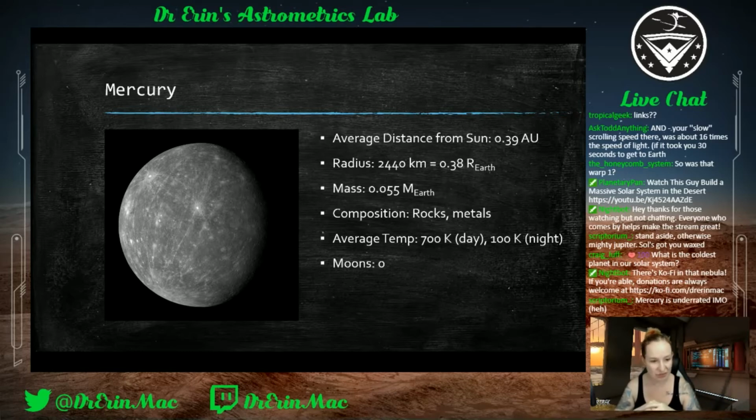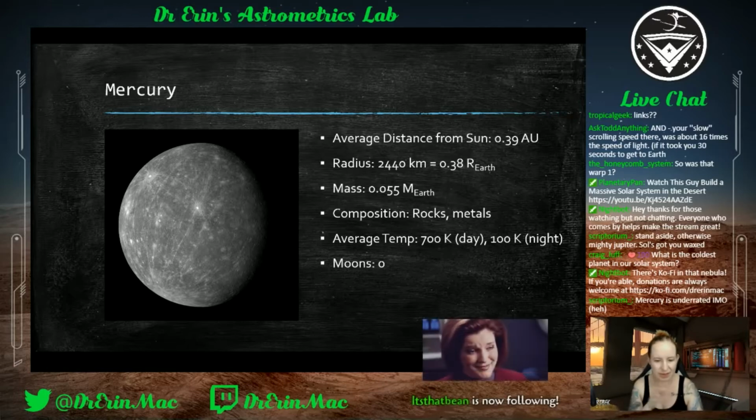But composition: rocks, metals, and it has no atmosphere. So the side where the sun is hitting it, that you're seeing here, is 700 Kelvin during the day, versus 100 Kelvin at night when it's dark. Now, we're not totally used to Kelvin. Think about around 290, 300. That's kind of Earth range. So this is about twice as hot.